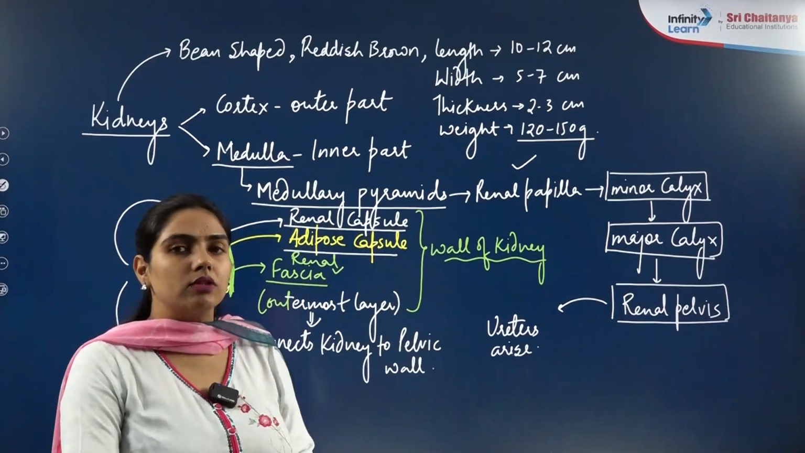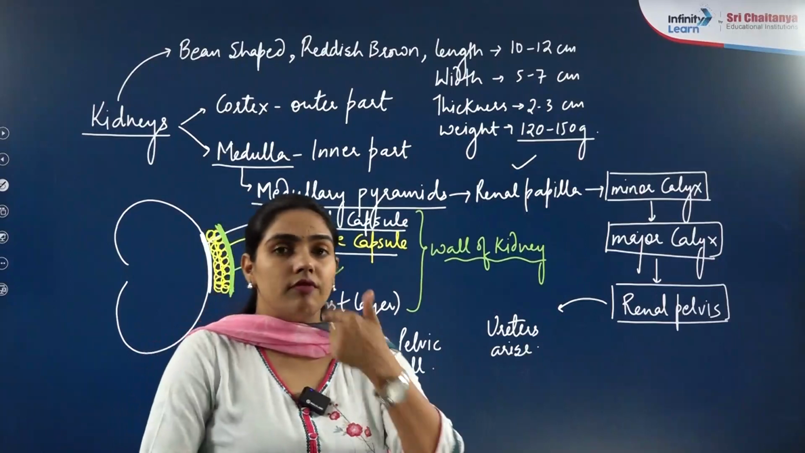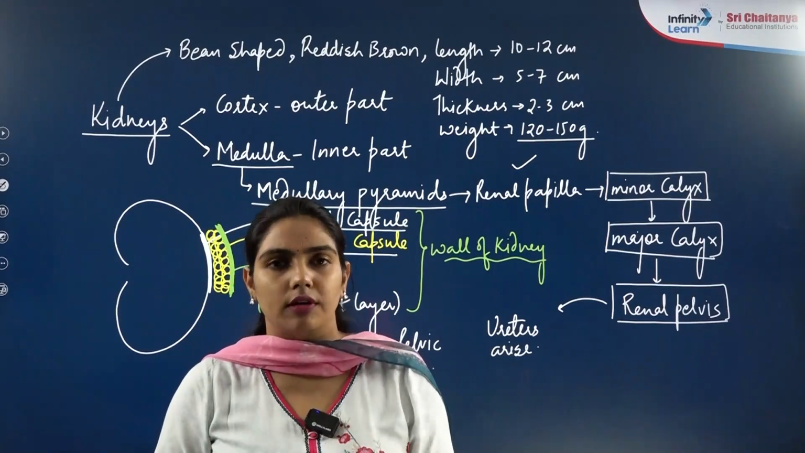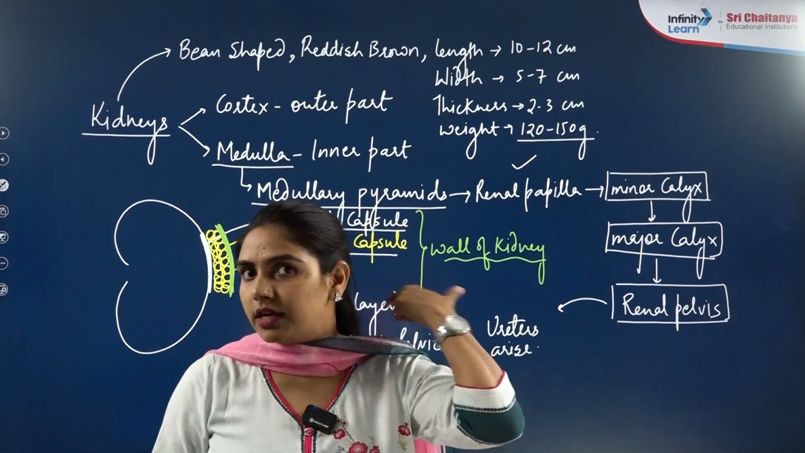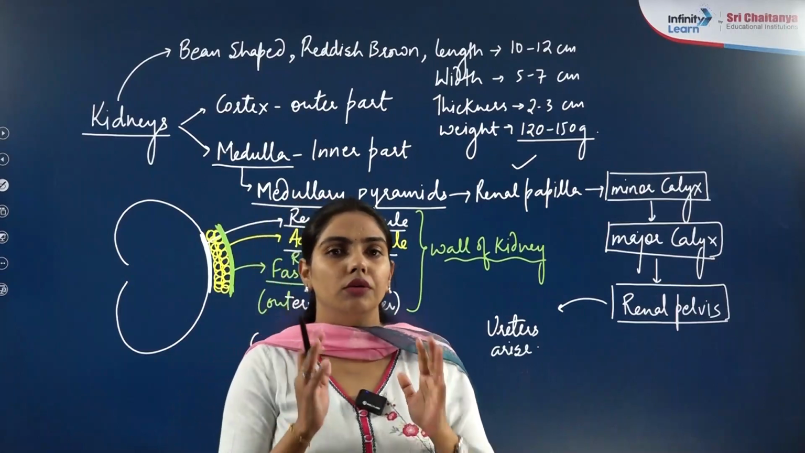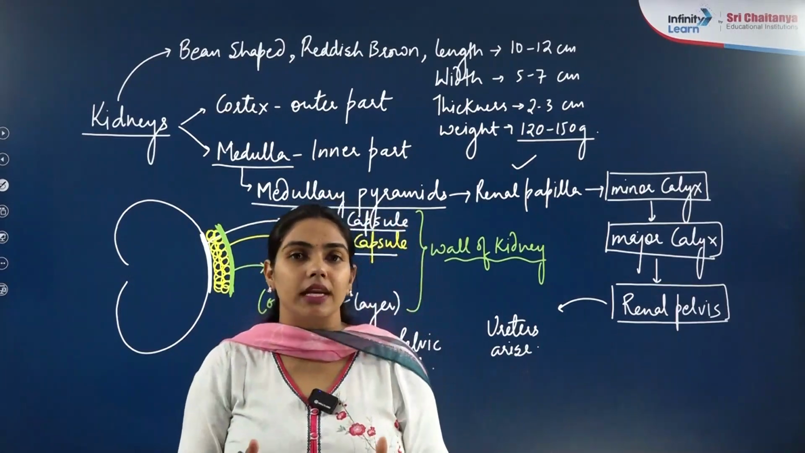Then one more thing about the kidney is its location. Whenever we tell the location of any internal organ of our body, we take the vertebral column. We always consider the vertebral column. And do you know that vertebral column is divided into many regions?